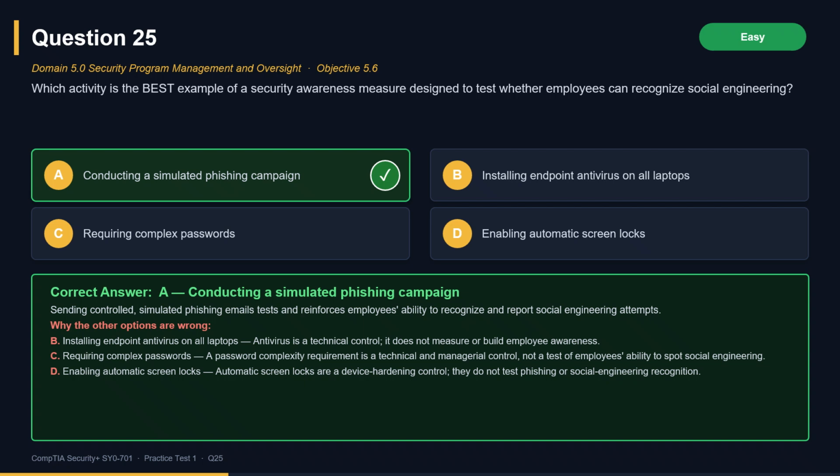Antivirus is a technical control. It does not measure or build employee awareness. Requiring complex passwords is incorrect. A password complexity requirement is a technical and managerial control, not a test of employees' ability to spot social engineering. Enabling automatic screen locks is incorrect. Automatic screen locks are a device hardening control. They do not test phishing or social engineering recognition.